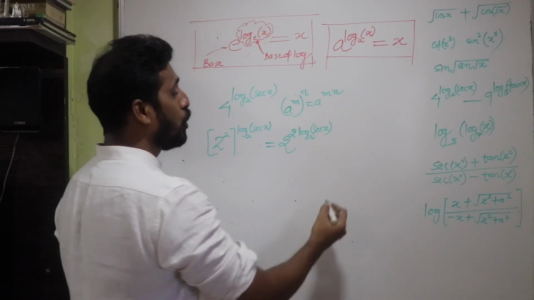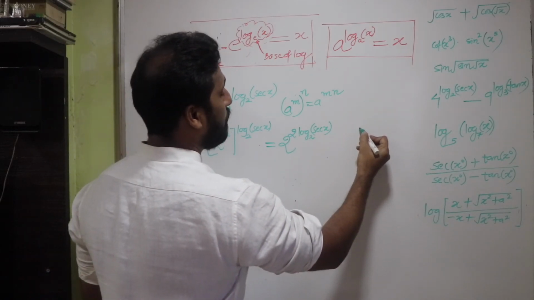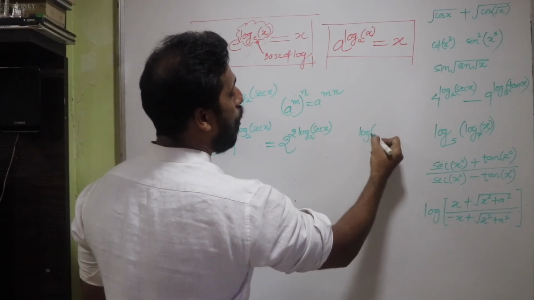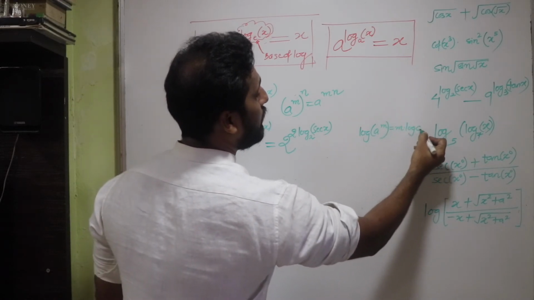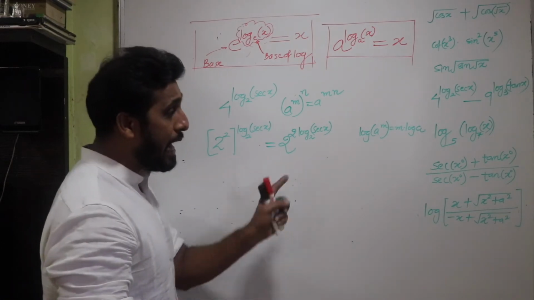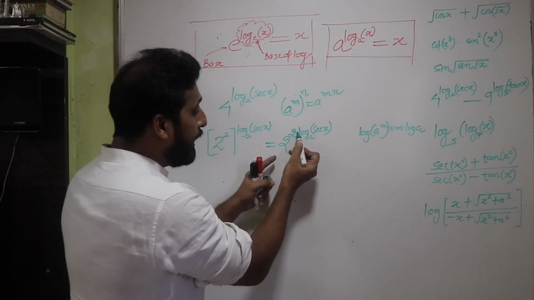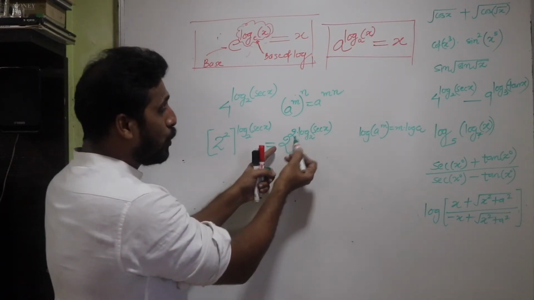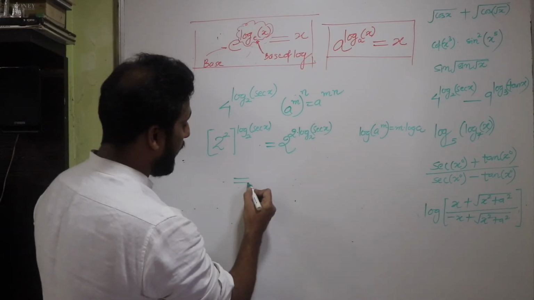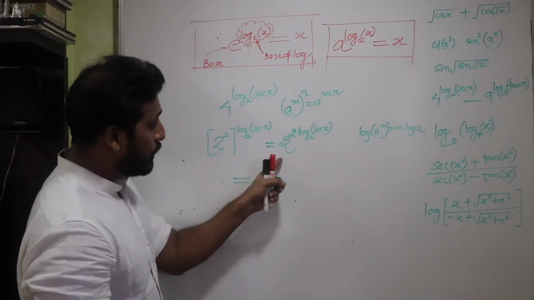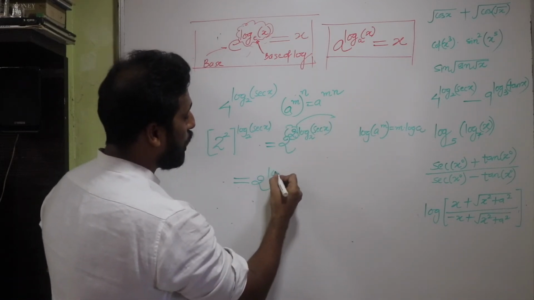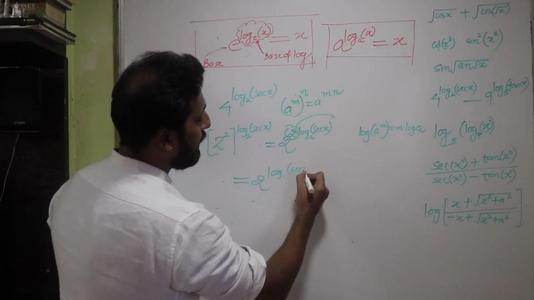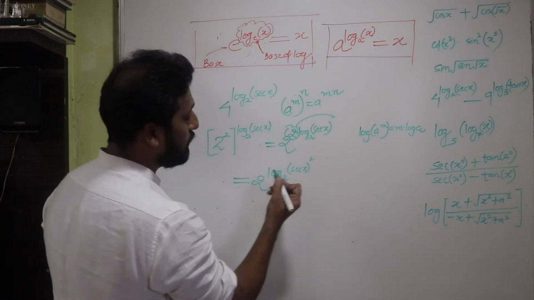Now further you should also be remembering that log of a raised to m becomes m into log a, isn't it? You remember that log of a raised to m is m log a. So this is 2 into log of something. So this 2 can be brought to the power, isn't it? So I'm going to write 2 raised to, this 2 will go to the power of sec. So I write log of (sec x) the whole square to the base 2.